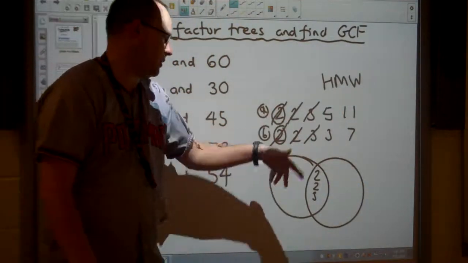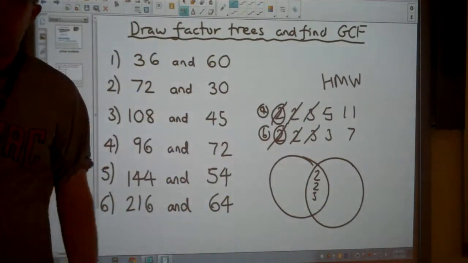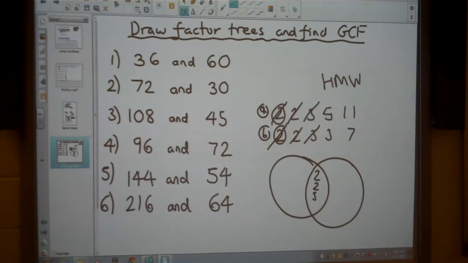So my GCF for this one, if these were the numbers I had, would be 2 times 2 times 3, which is 12. So just take a little bit of care as you're filling in those Venn diagrams, and then you should be able to find a GCF, which is going to be an important skill for the following lesson.